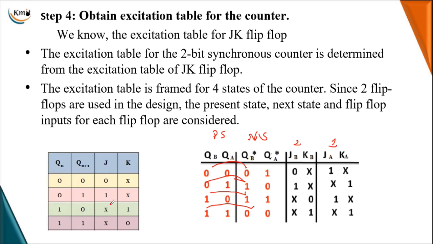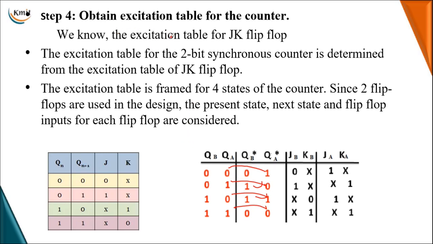So I have completed the second flip-flop's excitation inputs. Next, the first flip-flop's excitation inputs JA, KA are calculated based on the state transition of QA to QA star: 0 to 1 is 1, don't care; 1 to 0 is don't care, 1; 0 to 1 is 1, don't care; and 1 to 0 is don't care, 1.